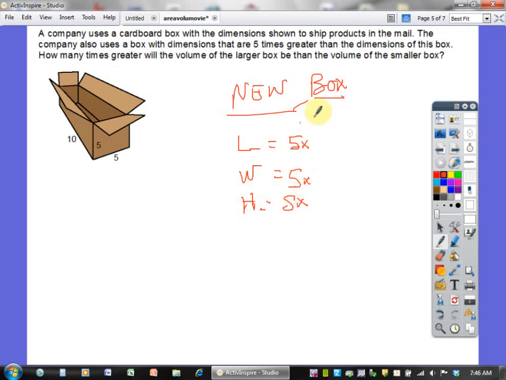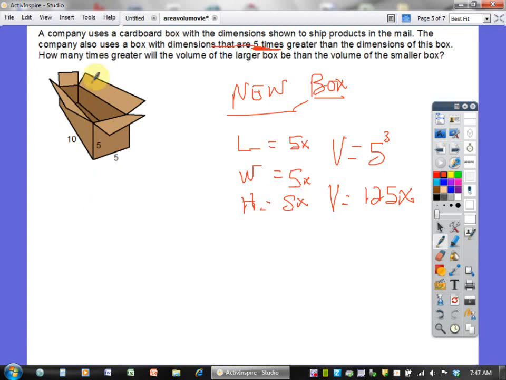So the new volume is going to be 5 to the third power, so the new volume is going to be 125 times greater. And I get that by taking the scale factor to the third power, because it's a volume question.